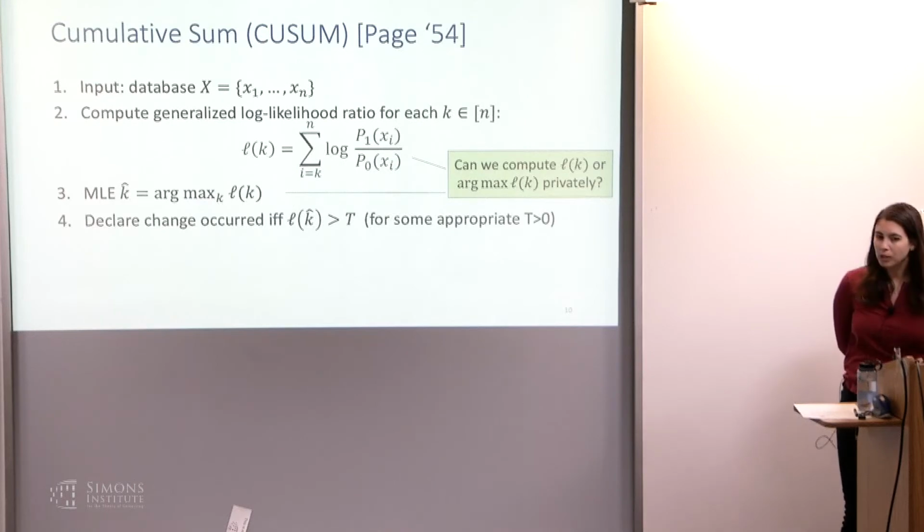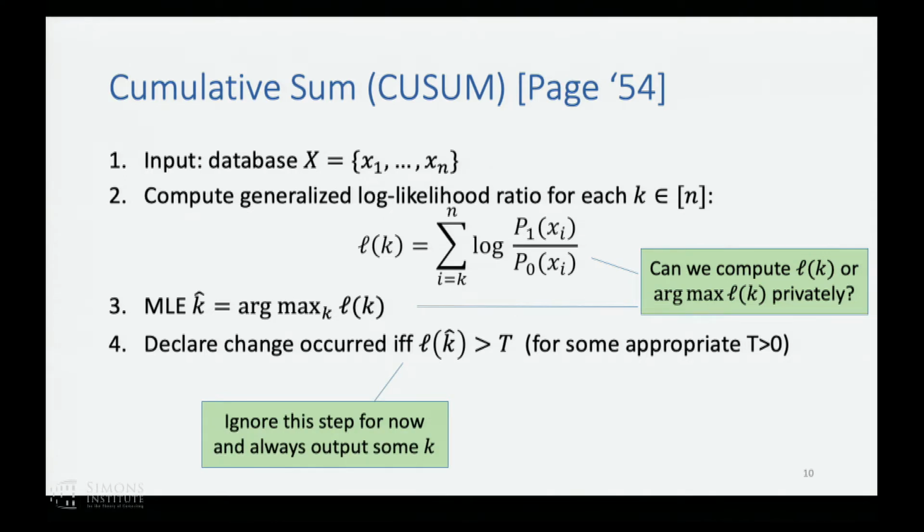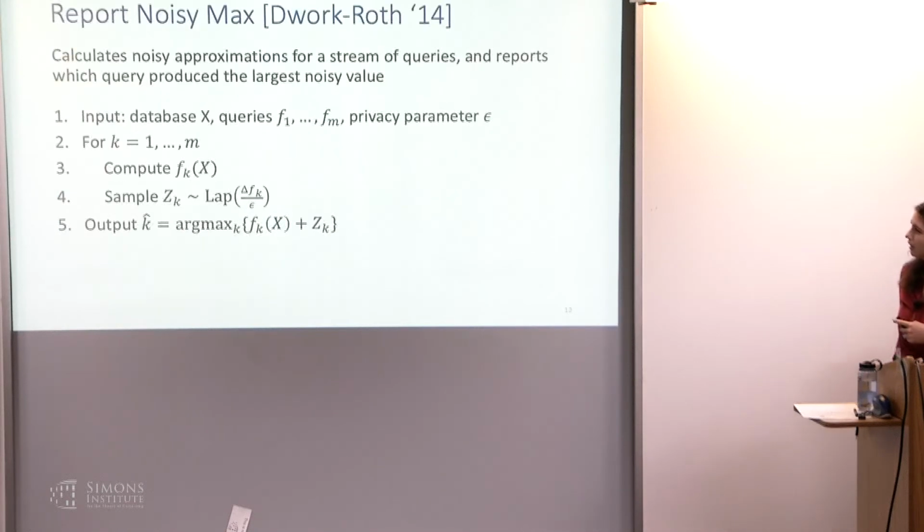And really, we only touch the data through this step. And we either compute the log likelihood privately, or we take the argmax privately. At least for now, we're going to always ignore this step, and we're just going to always output some k that had the highest log likelihood in terms of our private algorithm. And fortunately, we do know how to privately compute argmaxes.